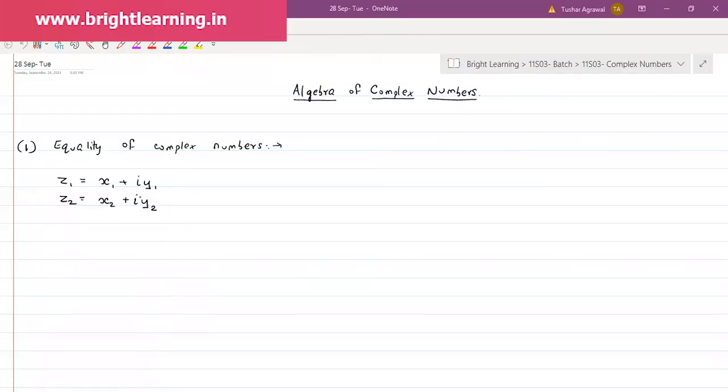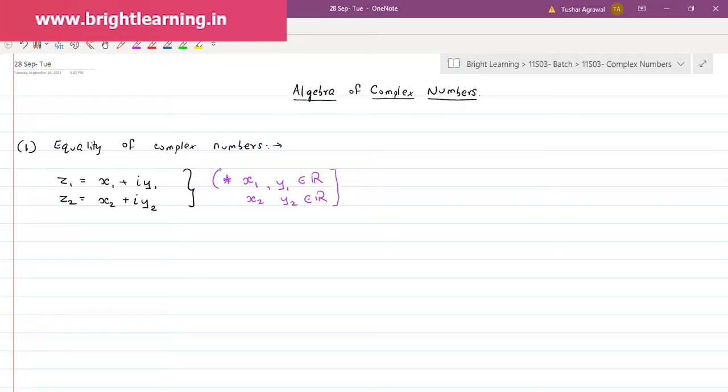So equality of two complex numbers: z1 equal to x1 plus i y1 and z2 equal to x2 plus i y2. And there is one hidden condition, that is, no funny business. No funny business means that z1 and z2 are given in standard form. Standard form means x1 and y1 belong to real numbers, x1 is the real part of z1 and y1 is the imaginary part of z1. And x2 and y2 are also purely real numbers.